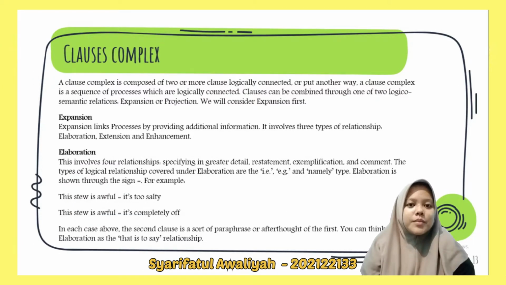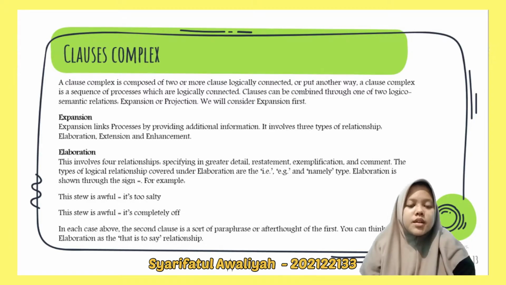Clause complex. A clause complex is composed of two or more clauses logically connected, or put another way, a clause complex is a sequence of processes which are logically connected. Clauses can be combined through one of two logico-semantic relations, expansion or projection. We will consider expansion first.